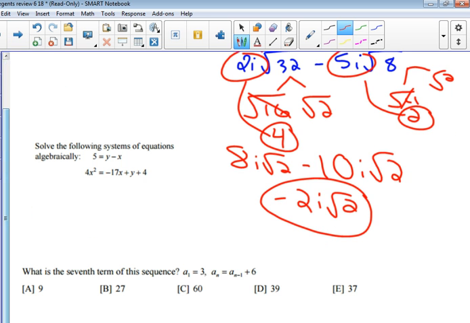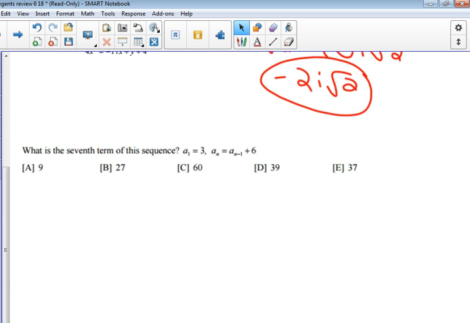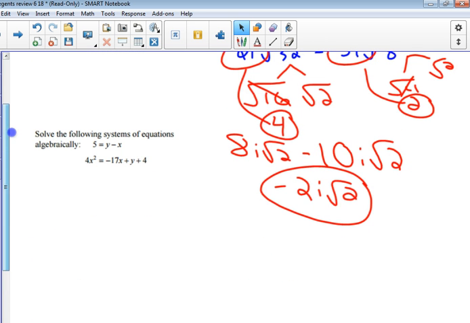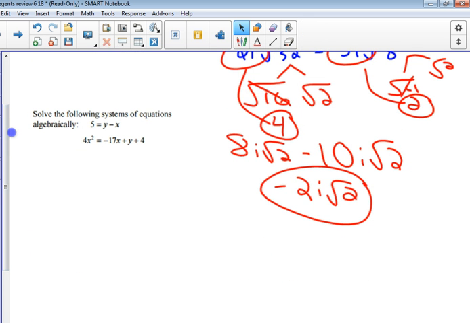Okay. Alright, we did this a couple, maybe not yesterday, but I think it was the day before. I told you guys, I think this could be a 6-pointer for you. Something like that. Okay. So solve the following systems of equations.